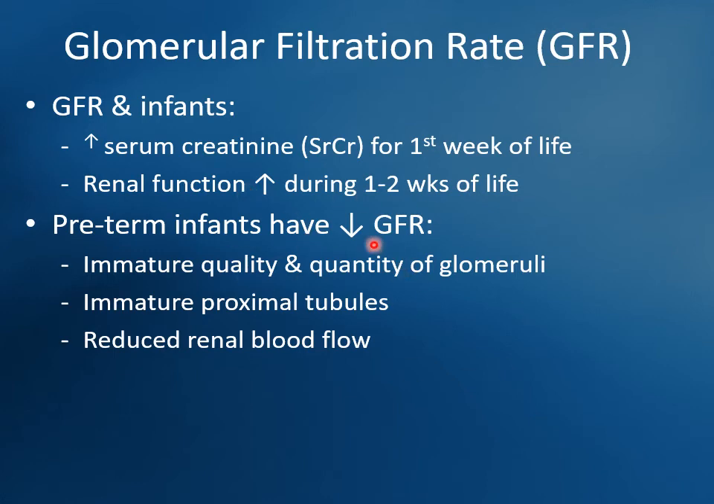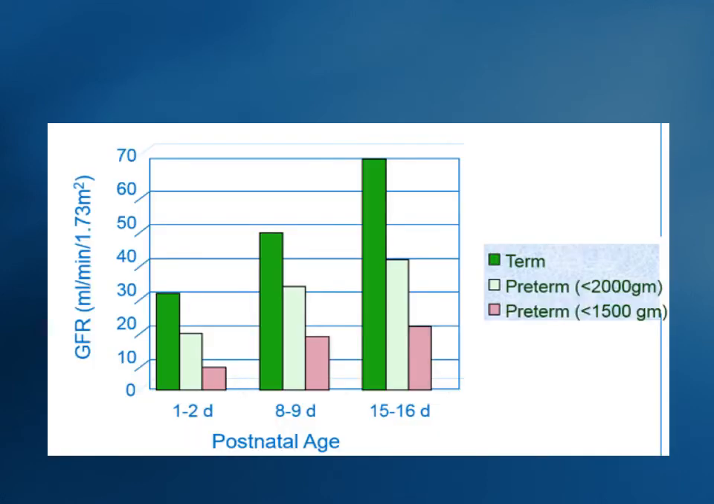But again, looking at premature infants, you're going to find their GFRs are going to be down. They're not going to have as good a number and quality of glomeruli. They have immature proximal tubules and reduced renal blood flow. So all these things can affect how well they can excrete drugs out of the kidneys. It's one thing to consider.